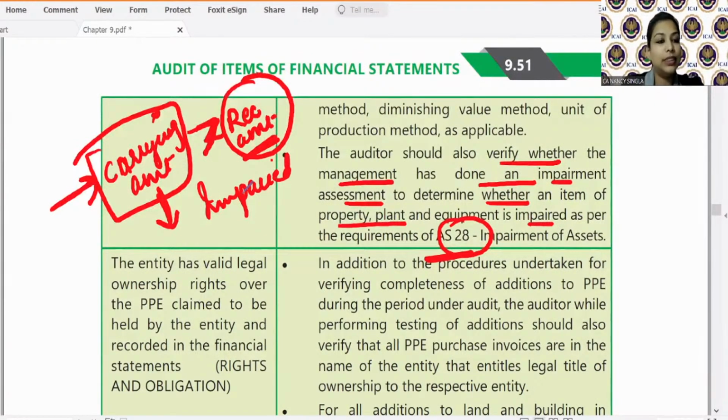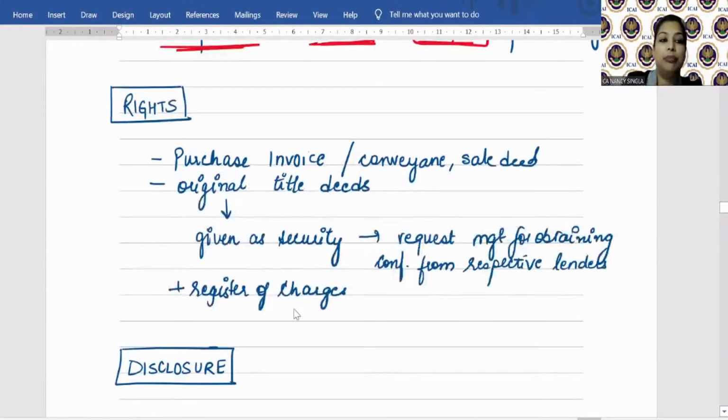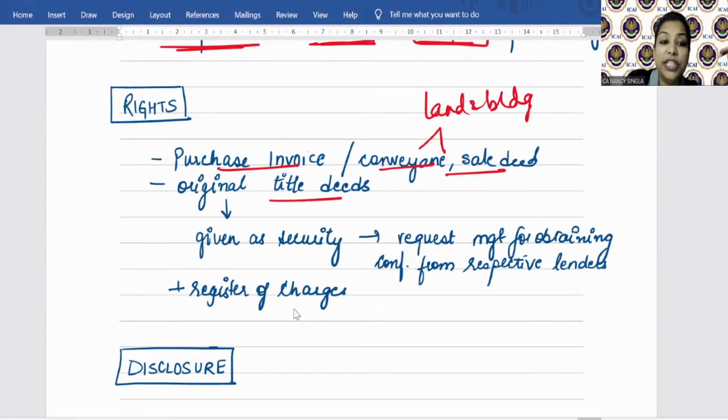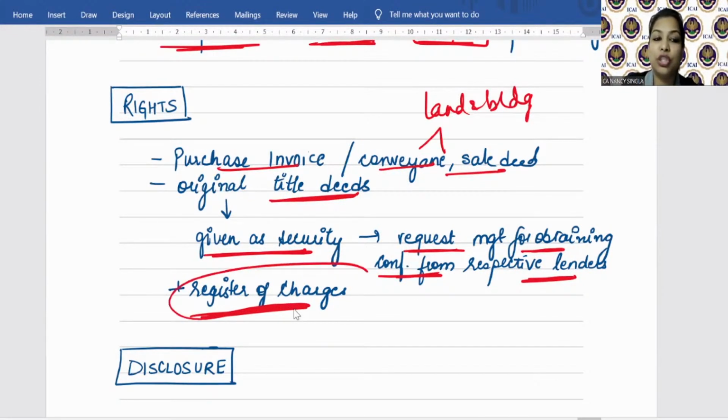Now what is the next topic? With respect to rights, as you all have said, we will see the purchase invoice, conveyance deed and sale deed. In whose case will we see them? In the case of land and building, right? We will see the original title deeds. If they are given as a security, then the auditor will request the management for obtaining confirmation from the respective lenders. That gives us a confirmation that the original title deeds are with you. And when any of the assets has been given as a security, then the same shall be recorded in the register of charges and the same shall be registered with the ROC.